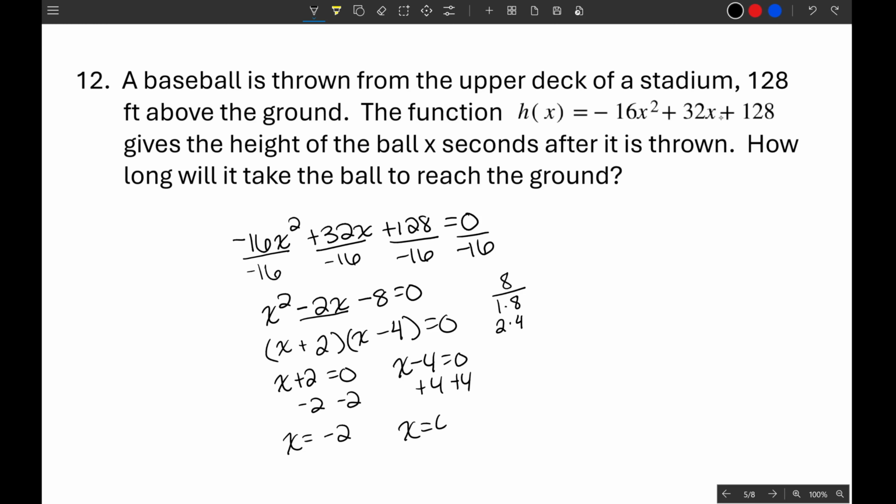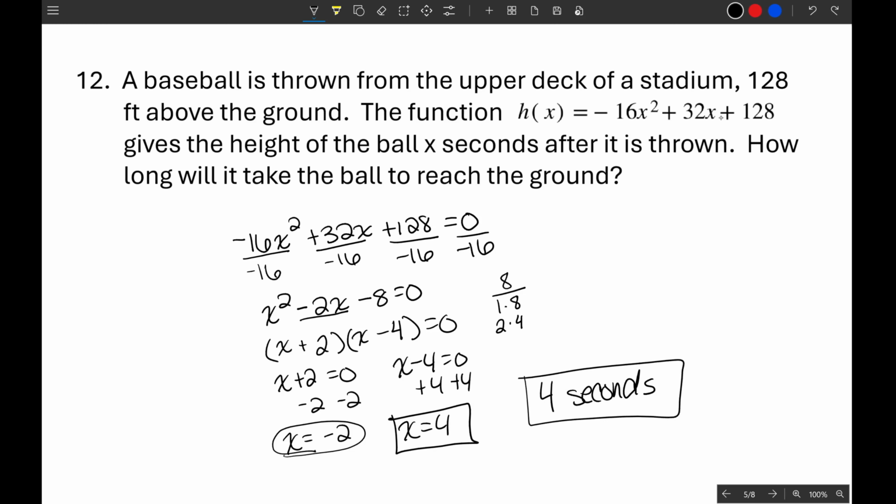But remember, x is going to represent the time in seconds. Well, I can't have a negative amount of time, so the only answer that matters is the 4. So it takes 4 seconds for the baseball to hit the ground.